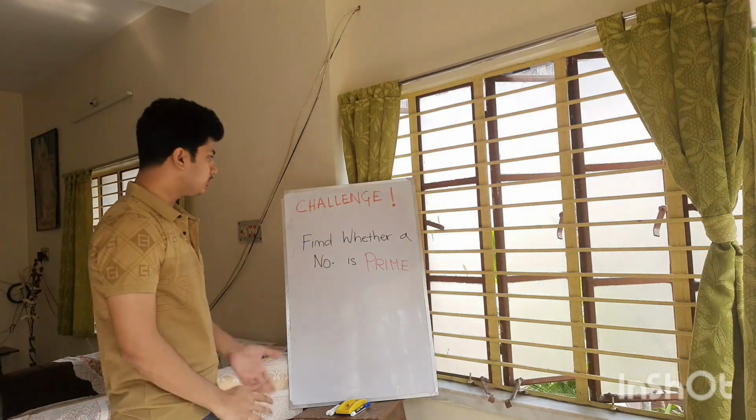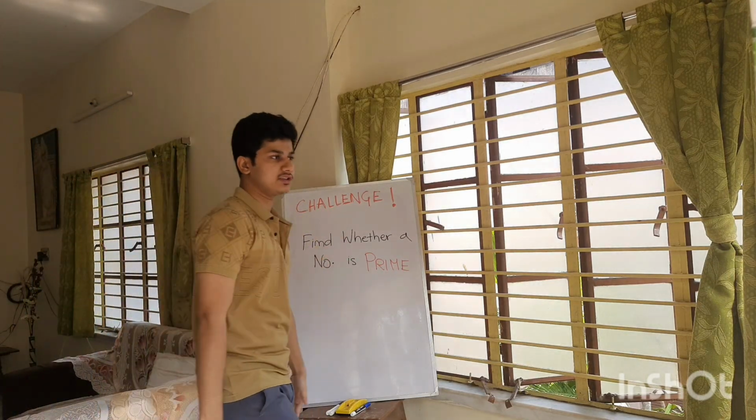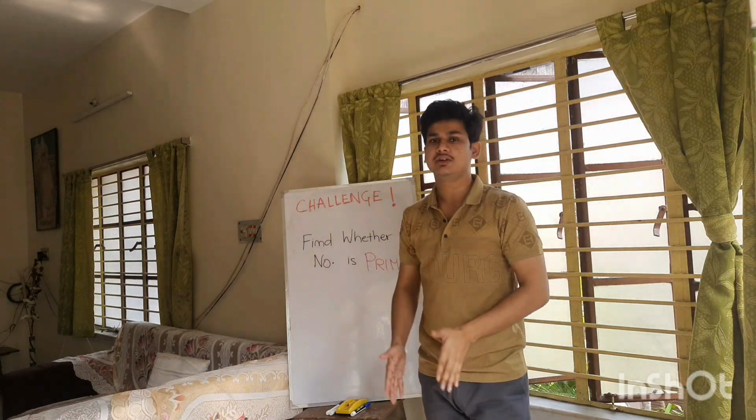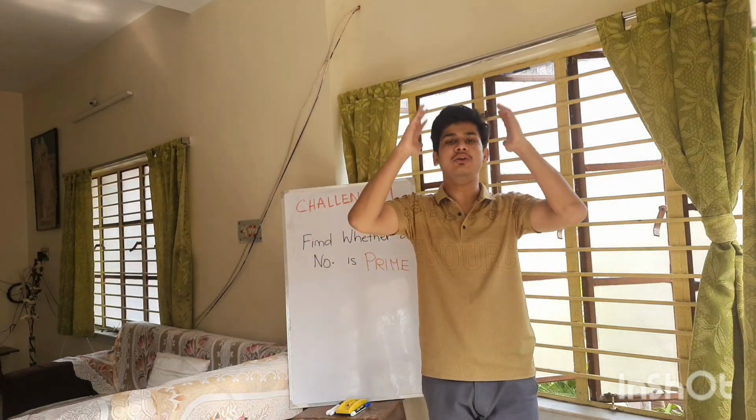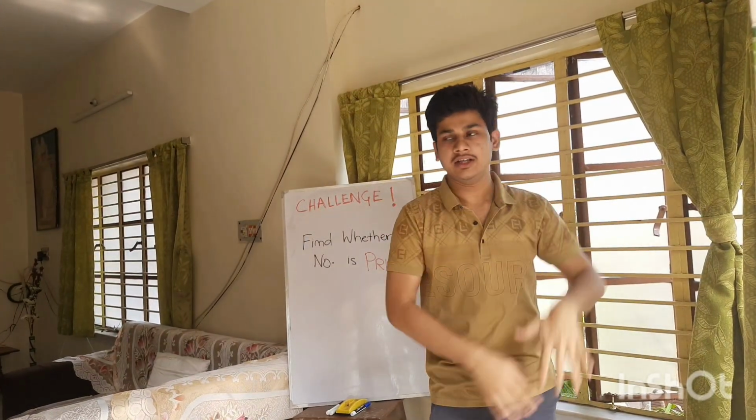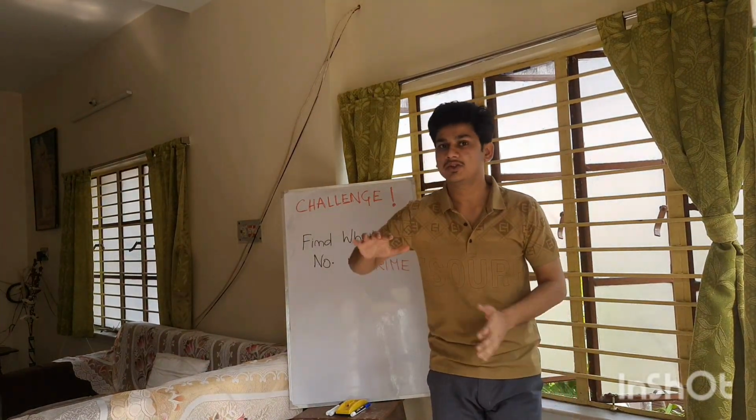The challenge for you is to find whether a number is a prime number or not. But this is not as simple as it looks. Suppose you don't have a computer, you don't have a machine, you don't know how to do maths. Suppose you live in the Stone Age, the prehistoric era. Then how would you know whether a number is a prime number or not?